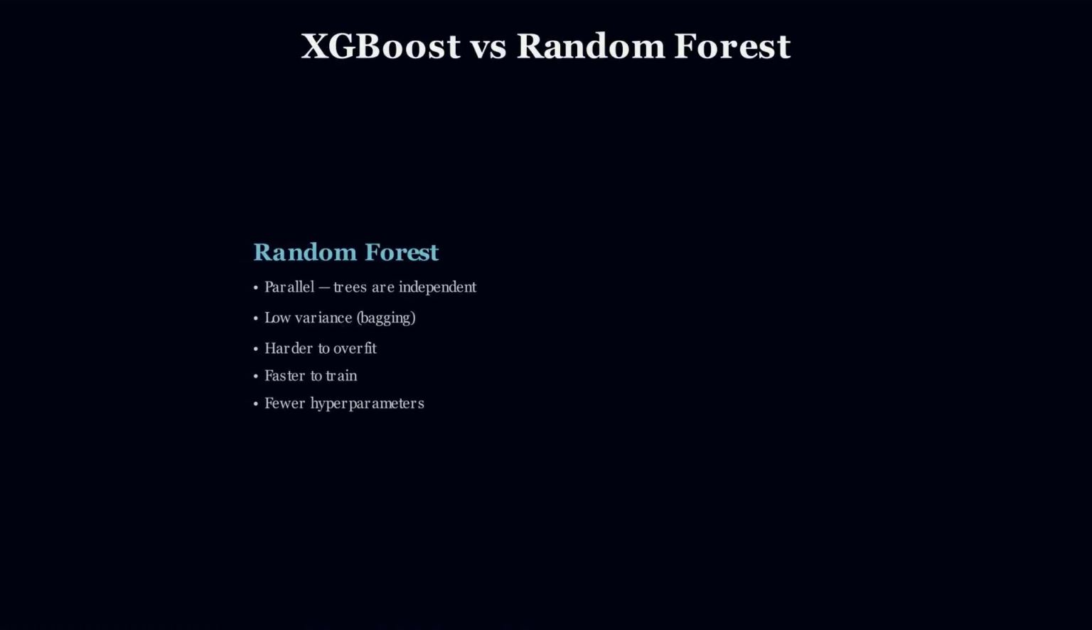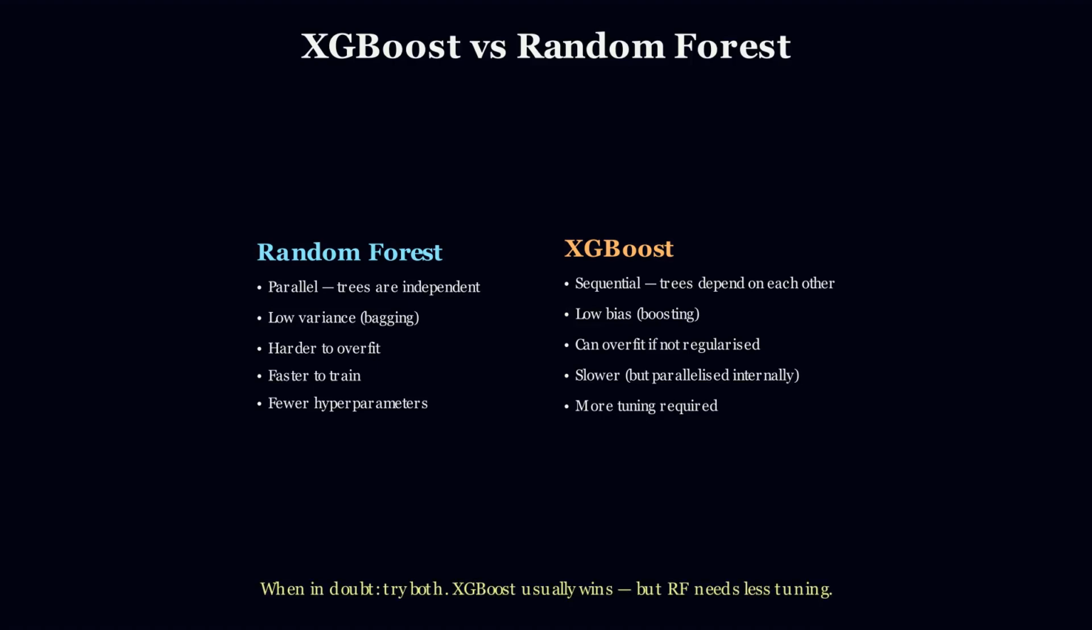Random forest and XGBoost look similar. They solve different problems. Random forest fights variance. Parallel trees, each canceling noise. XGBoost fights bias, sequential trees, each shrinking remaining error. Random forest: easier to tune, harder to overfit, trains faster. XGBoost: more accurate on structured data, needs more careful tuning.